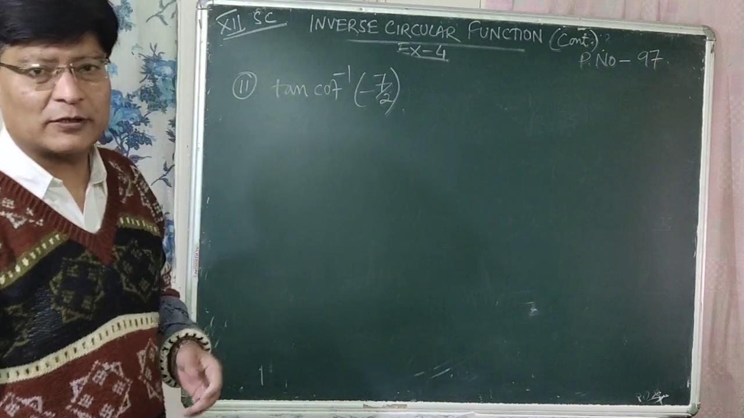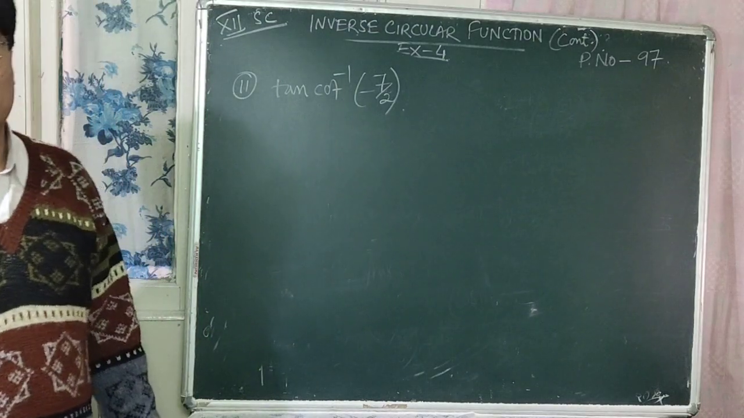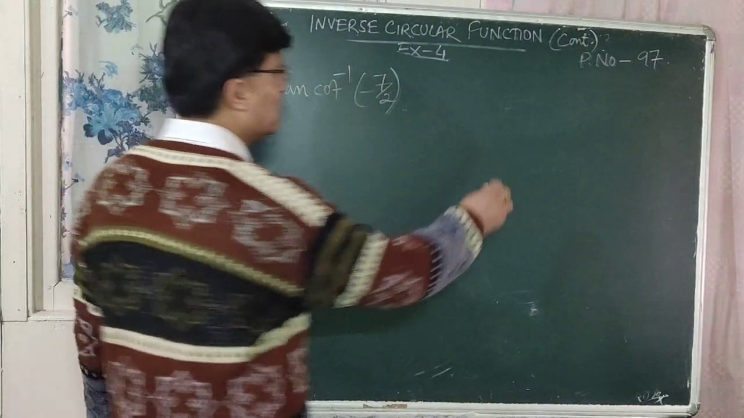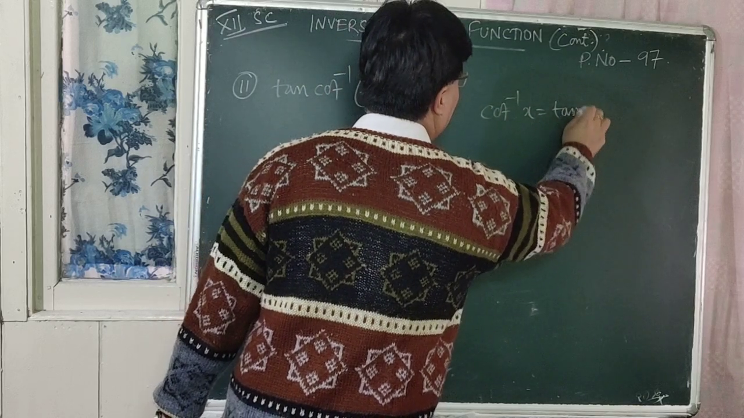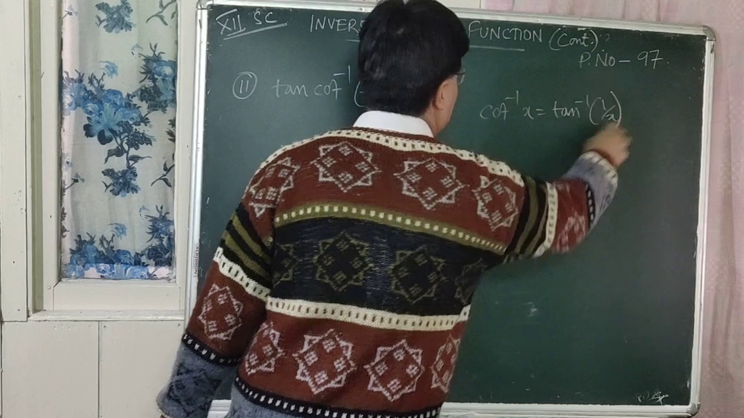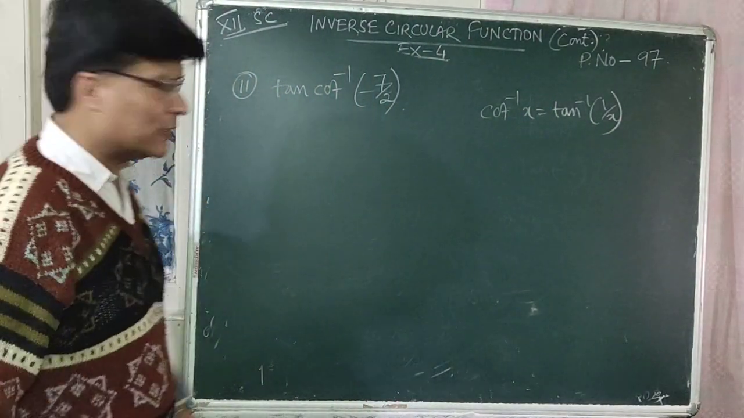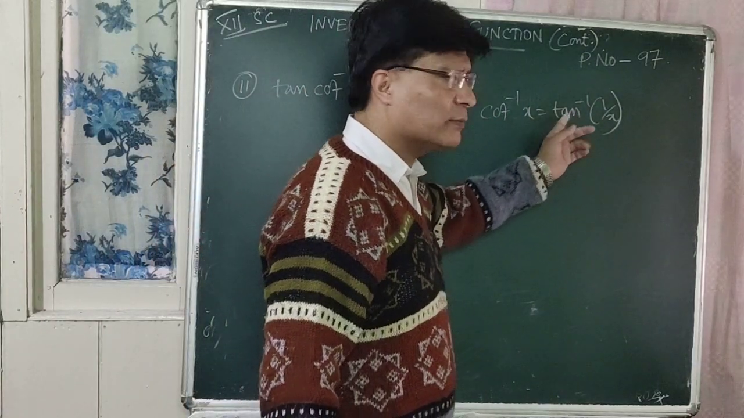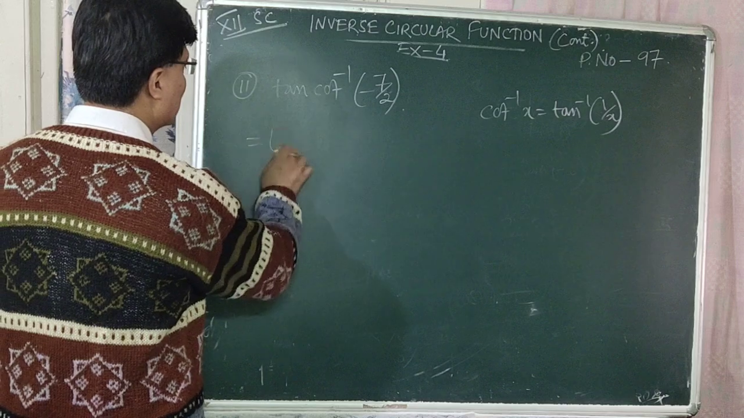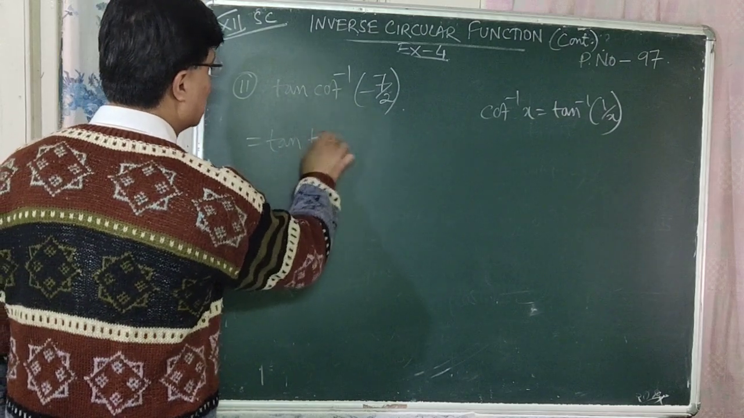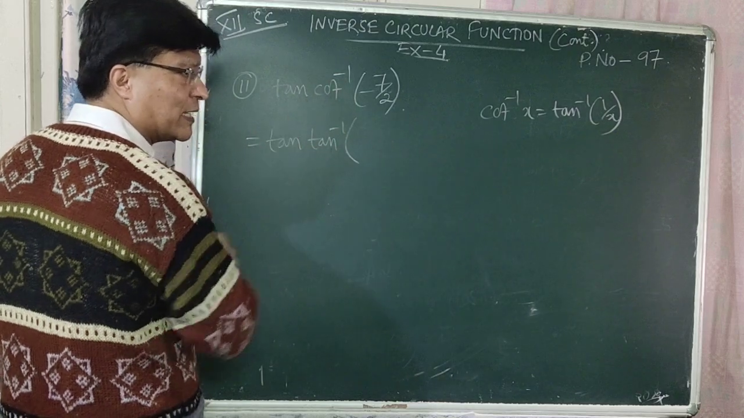You know how to convert cot inverse into tan inverse, isn't it? You can apply formula number 11 here. That is, you know that cot inverse x is equal to tan inverse 1 upon x. You know this formula, isn't it? So let us use this formula. That is, cot inverse x is equal to tan inverse, it is made upside down, right? Similarly here also tan. So it is tan inverse within bracket. You should make it upside down.